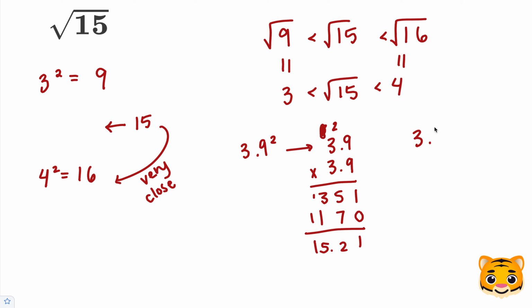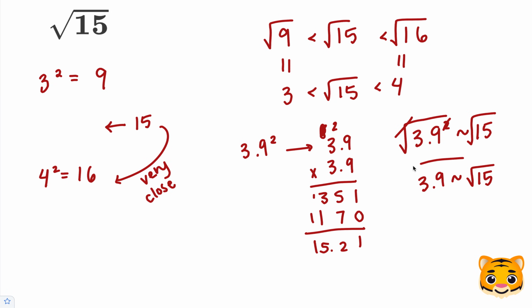So we can say that 3.9 squared gives us approximately 15. Now if we take the square root of both of those sides, we can then cancel out the squared and the square root here to get that 3.9 is approximately the square root of 15. And this will be our answer.